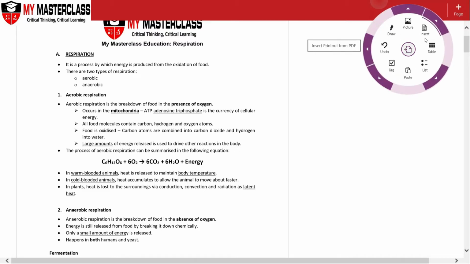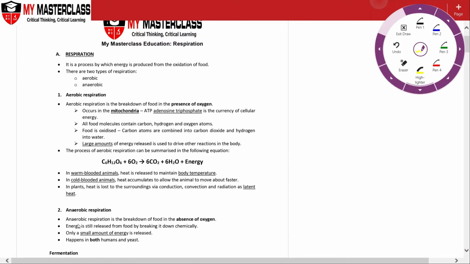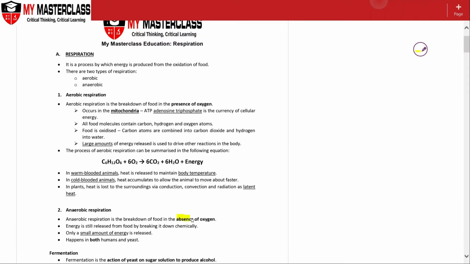Whereas for anaerobic respiration, we don't use oxygen itself, so that's why it is in the absence of oxygen. Now, another difference for aerobic and anaerobic respiration is that aerobic respiration takes place usually in animals or plants itself, but anaerobic respiration we have in the yeast form itself, which will produce ethanol. Okay, and that is what we call fermentation.